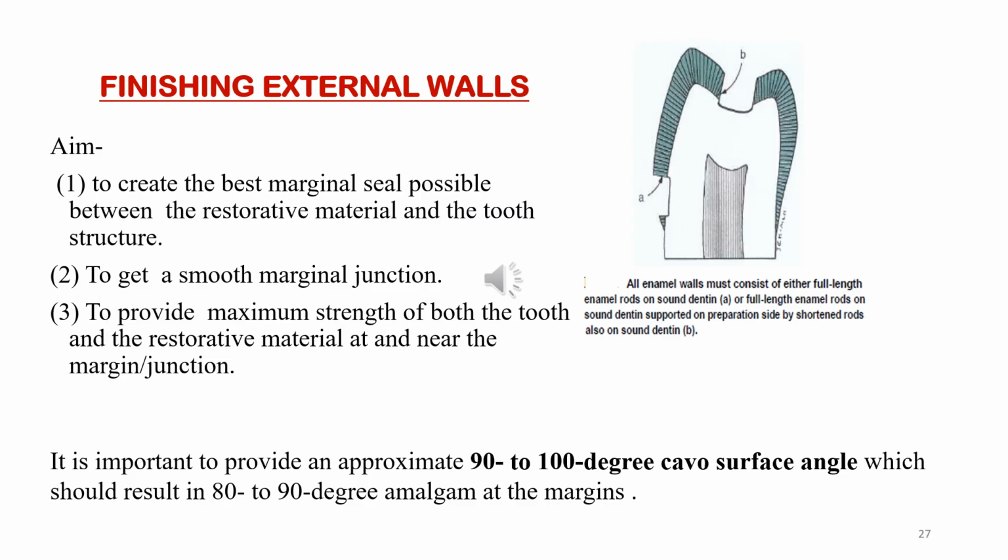The next step for cavity preparation is finishing the external walls. Now why do we need to finish the external walls? First, to create the best marginal seal possible between the restorative material and the tooth structure. Secondly, to get a smooth marginal junction, to provide maximum strength of both the tooth as well as the restorative material at or near the margin or junction. It is important to provide an approximate 90 to 100 degree cavo surface angle, which should result in 80 to 90 degree amalgam at the margins.